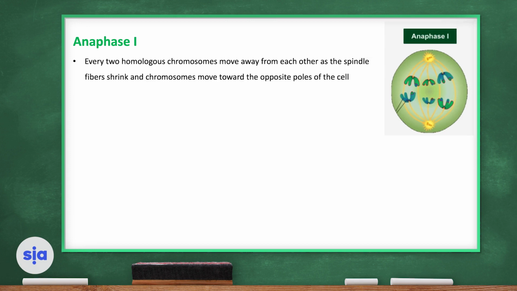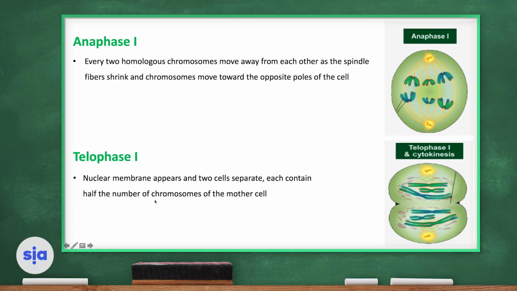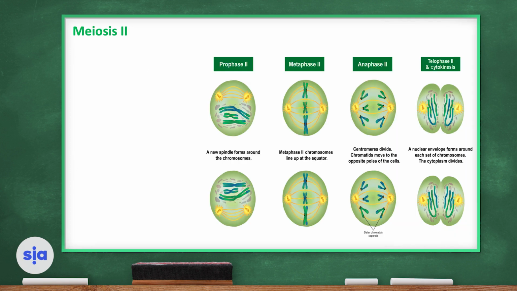In anaphase 1, every 2 homologous chromosomes move away from each other as the spindle fibers shrink, and chromosomes move toward the opposite poles of the cell. In telophase 1, the nuclear membrane appears again, and the 2 cells will separate, each containing half the number of chromosomes of the mother cell. If you noticed in meiosis 1, there are special changes. The prophase has many changes, and the end result is 2 cells with half the number of chromosomes.